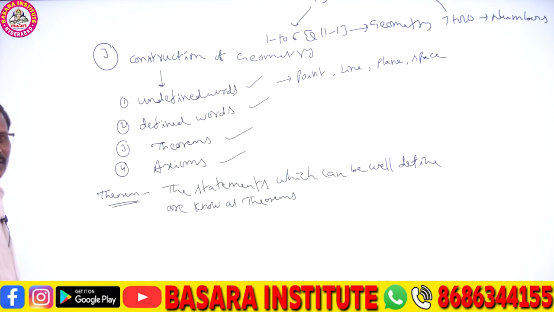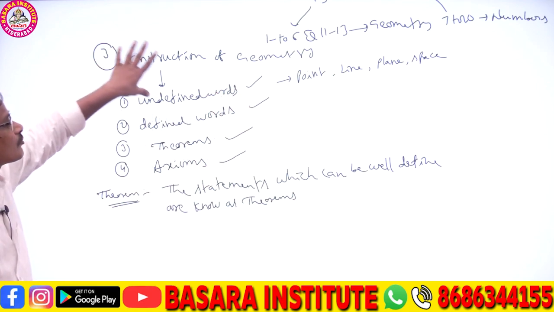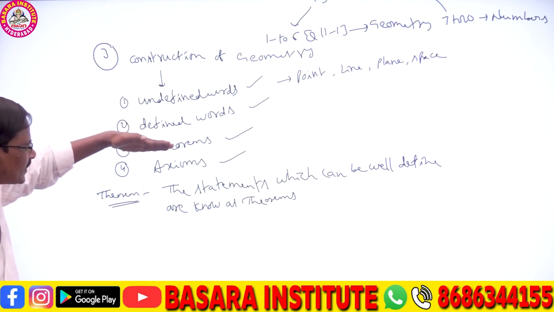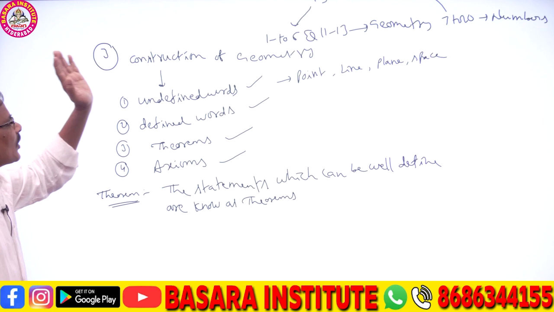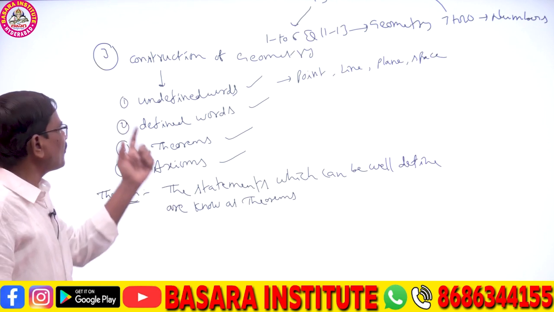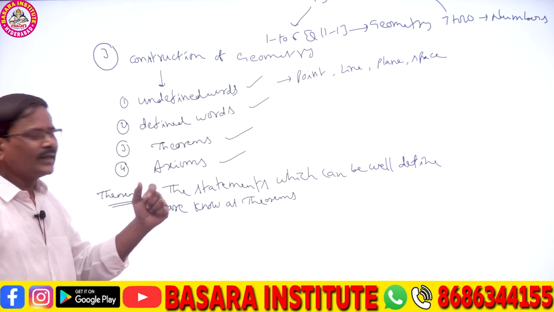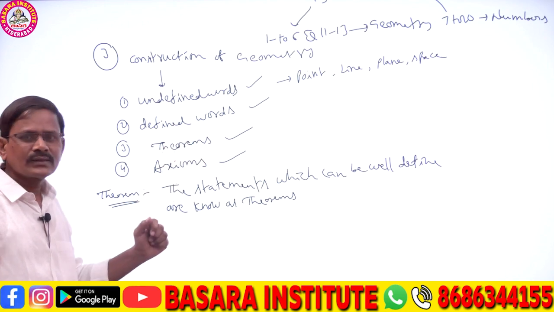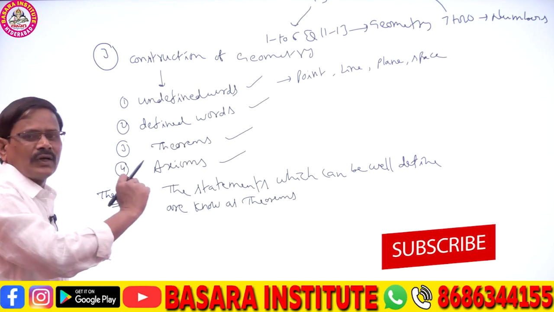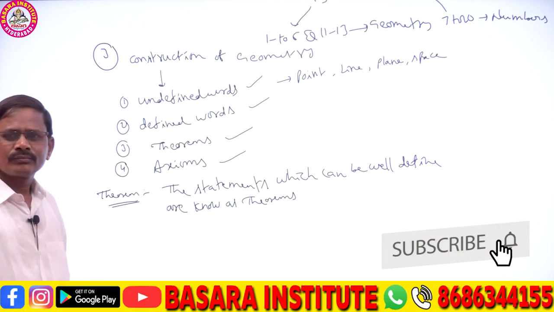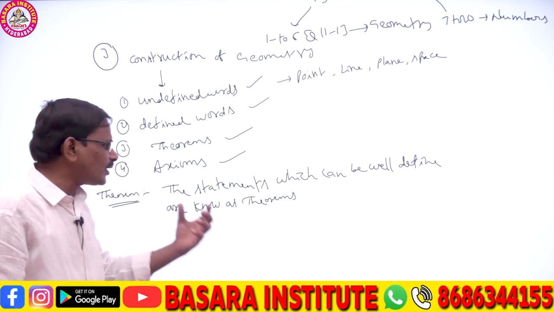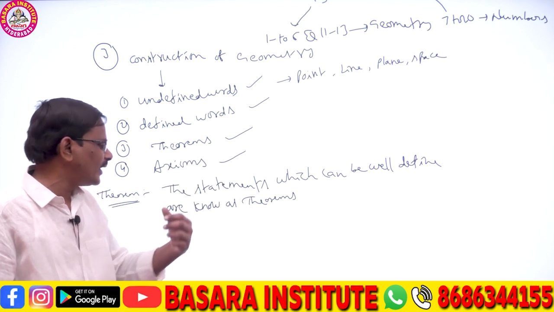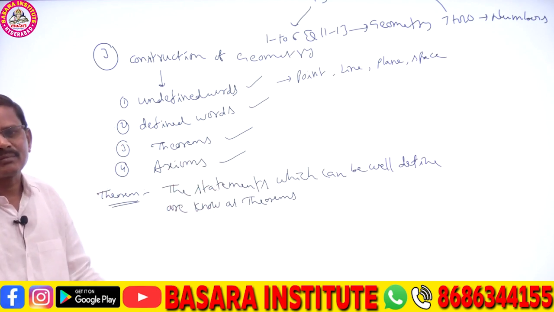Right. So, the construction of geometry depends on these four things. To construct the geometry, there are a few main stages. The first one is undefined words. Second one is defined words. Third one is theorems. Fourth one is axioms. Now, what is the definition of the theorem? Theorem means the statements which can be well defined are known as theorems.